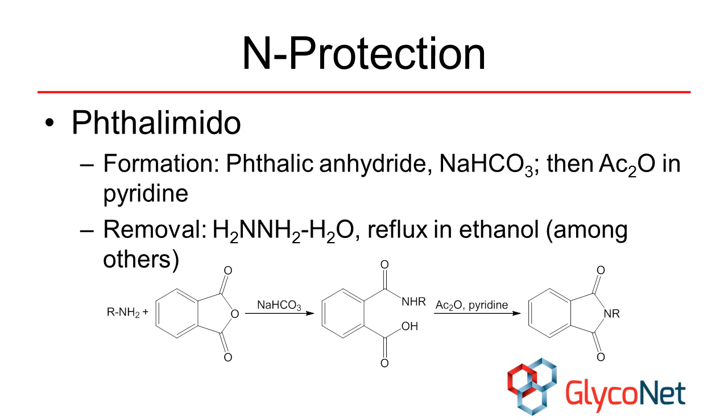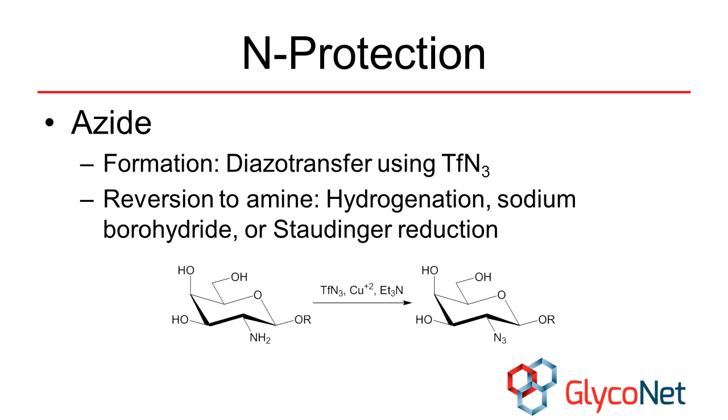When attaching this group, acetic anhydride is needed in the second step to close the ring. To revert to the amine, the phthalimido group is cleaved using hydrazine. Amines can also be converted into azides. This transformation is especially useful to avoid neighboring group participation from acetamide groups at C2 during glycosylations.